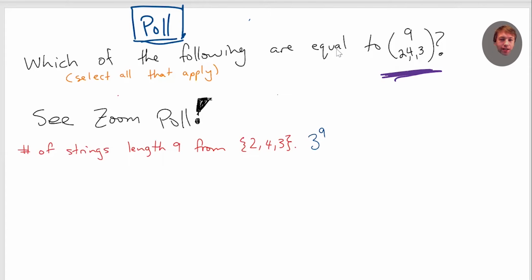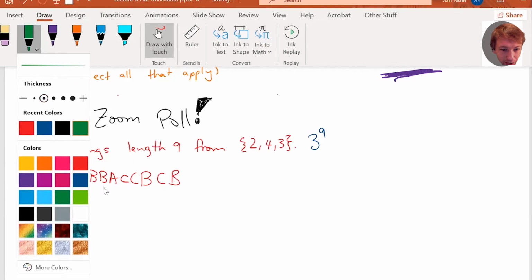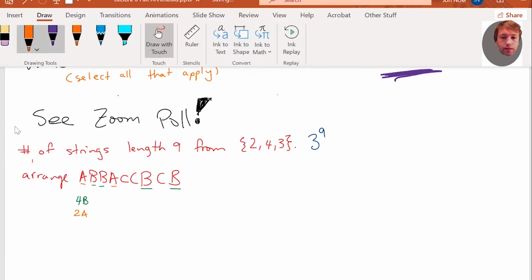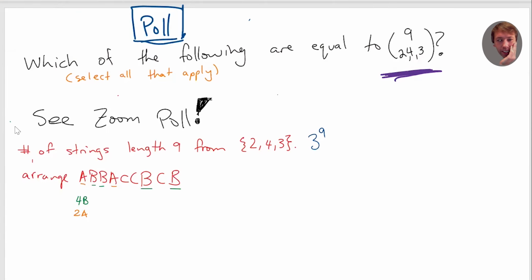The number of ways to arrange A, B, B, A, C, C, B, C, B, which is quite annoying because I've put them all in a weird order. So how many B's do we have? We've got 4 of them. We've got 2 A's, and we've got 3 C's. So this one is going to be a correct one, because this is what we've been talking about quite a lot. It's the number of ways to rearrange these things: 9 factorial over 2 factorial, 4 factorial, 3 factorial. So that one is correct.